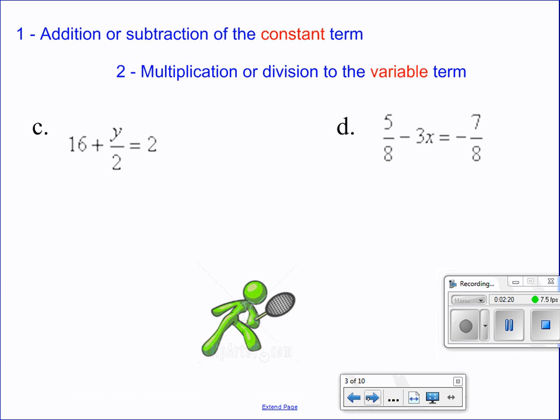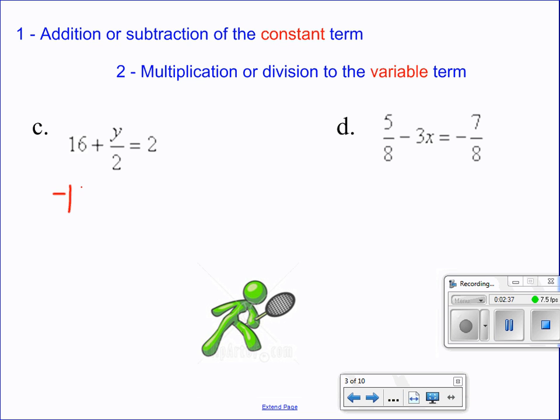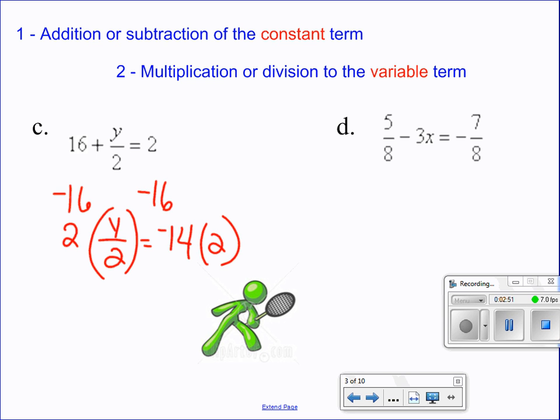Okay, we have two more examples, C and D. Again, move the constant term by either adding or subtracting. Then we are going to multiply or divide the variable term on each one of these. Okay, so in C, we're going to subtract 16 from each side. Then I'm going to do the inverse operation to each side.